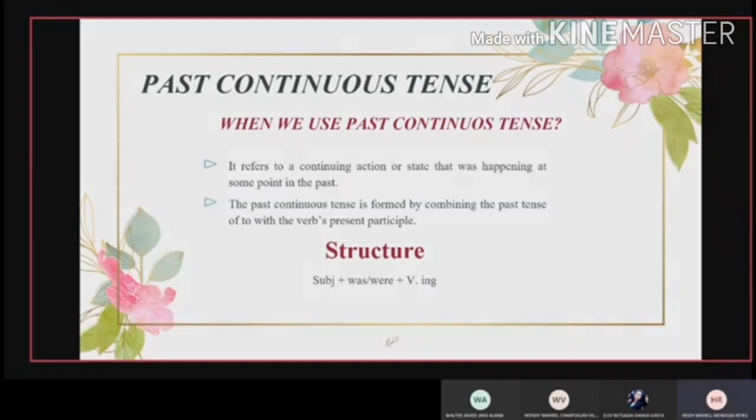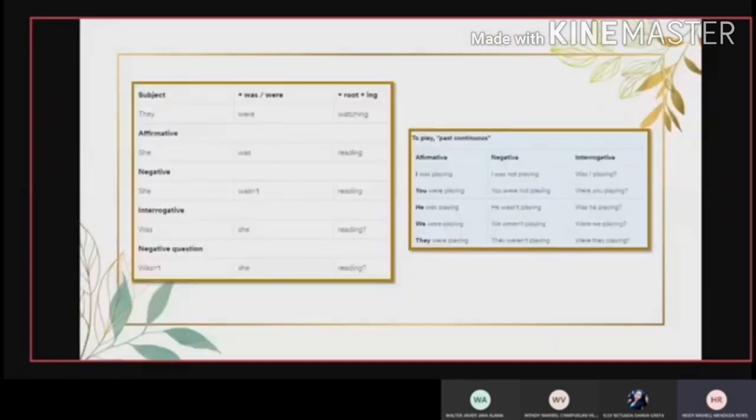Okay, the past continuous of any verb is made of two parts: the past of the verb be, was or were, and the stem of the main verb plus ing. For example, they were watching in affirmative. She was reading. Negative: she wasn't reading. Question: was she reading?